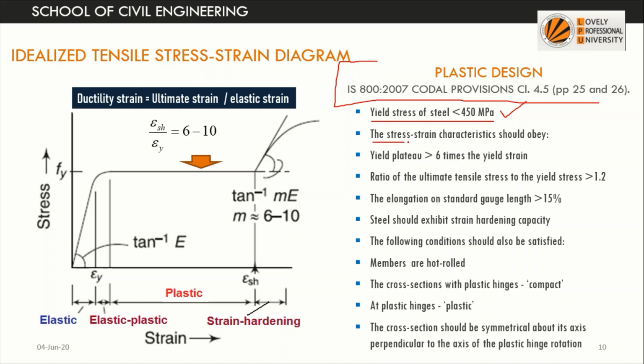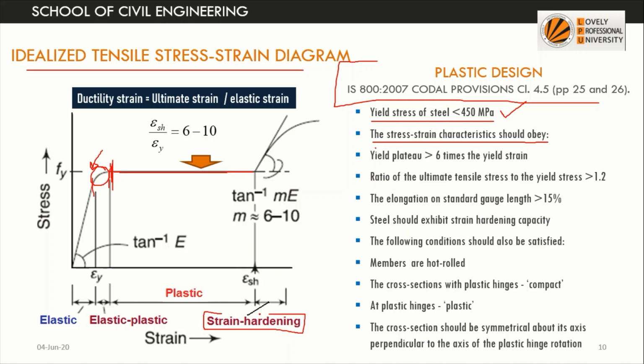Next, it should obey the stress strain characteristics. So this part is the yield plateau, and we have to use this idealized stress strain curve, wherein up to the elastic limit there will be linear variation, and this part, which is referred to as elastoplastic, we'll see in some time. Beyond this point, when the strain is greater than yield strain, the value of stress will not increase; it will remain constant up to strain hardening.